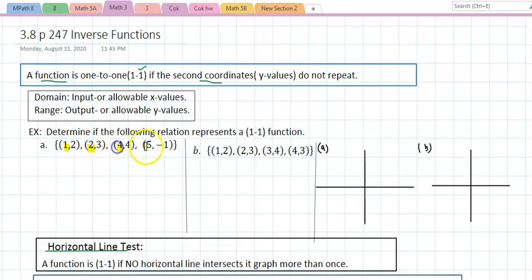So it is a function. That's good. Is it one-to-one? Does the y repeat? The y doesn't repeat. We say yes. This relation is one-to-one.